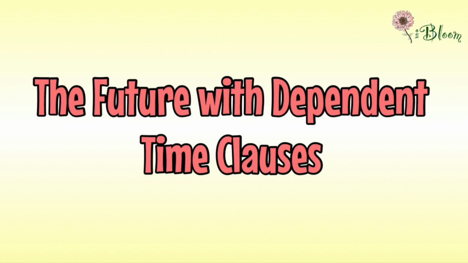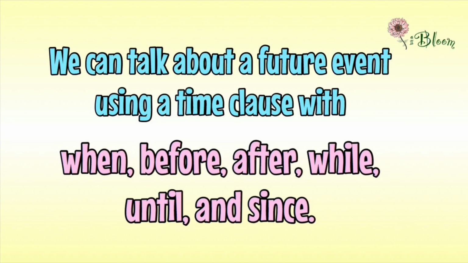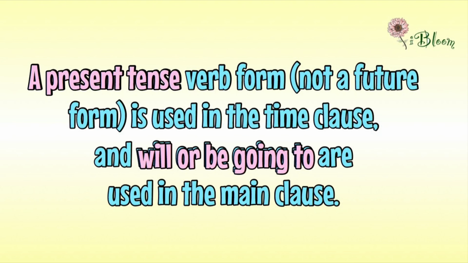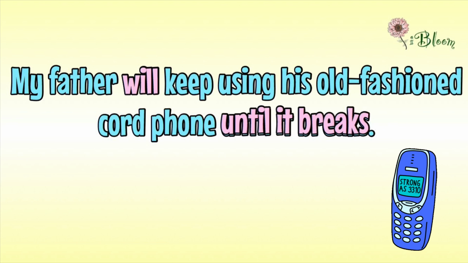The future with dependent time clauses. We can talk about a future event using a time clause with when, before, after, while, until, and since. A present tense verb form, not a future form, is used in the time clause, and will or be going to are used in the main clause. Example, my father will keep using his old-fashioned cord phone until it breaks.